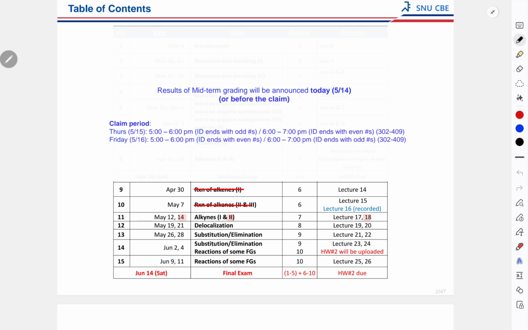And this is again the claim period. Just a confirmed schedule, so you guys can visit here tomorrow or the day after tomorrow. There are two options you can take. Okay. So again, students whose ID ends with odd numbers can come visit here 5 to 6 p.m. tomorrow or the day after tomorrow.